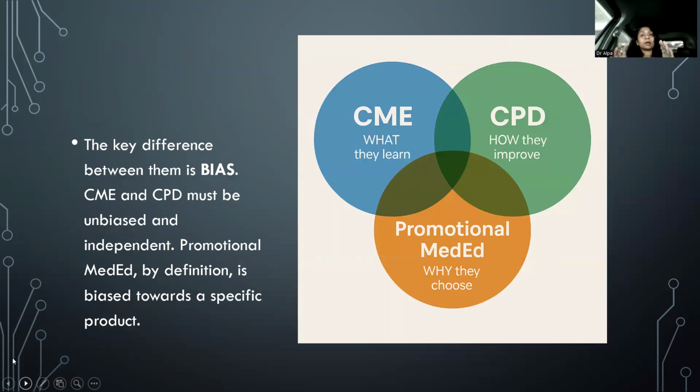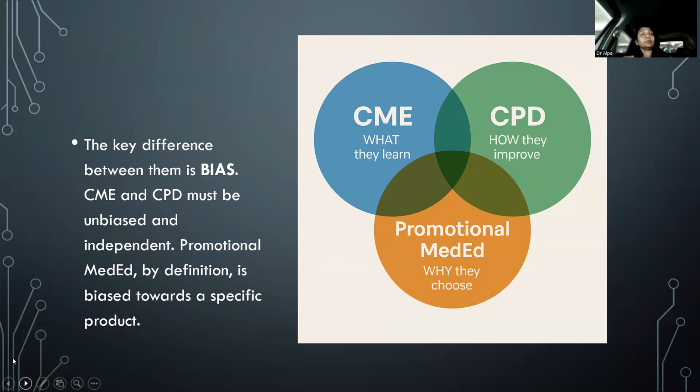So, in CME, the clinician will learn the what. CPD more or less encompasses all the aspects of their comprehensive improvement, and promotional MedEd is certainly about the marketing, promotional education material for a particular product.